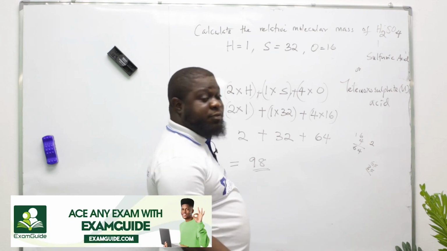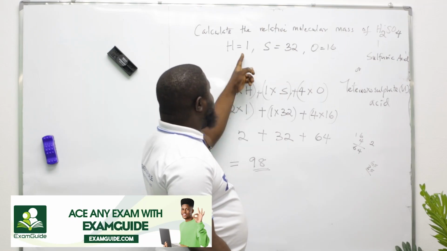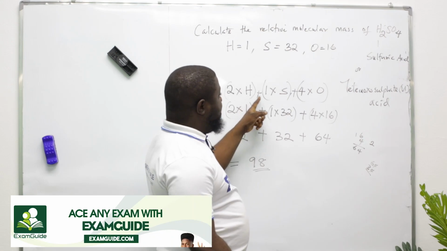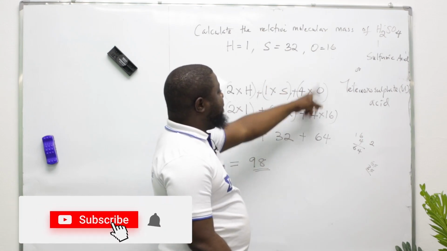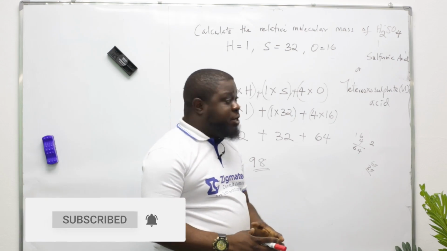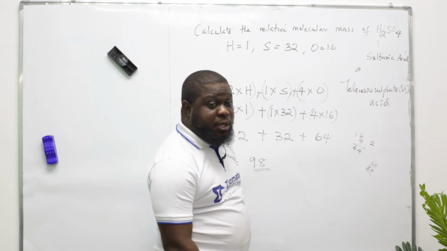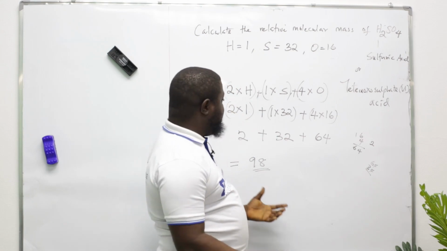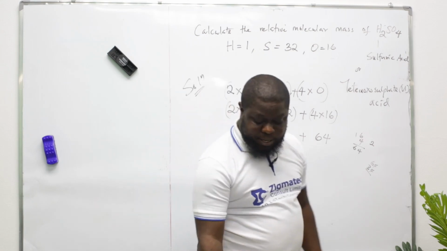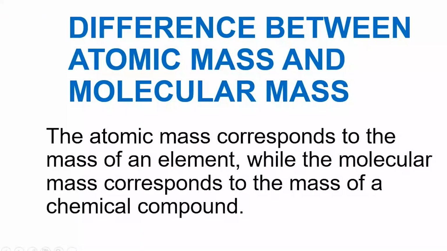It's very simple. 2 times the mass number, 1 times the mass number, and 4 times the mass number. I told you it's the sum of the relative atomic masses. So in essence, you add the whole masses of the atoms in the compound, and it gives you the molecular mass. Now, let's go to the difference between atomic mass and molecular mass.